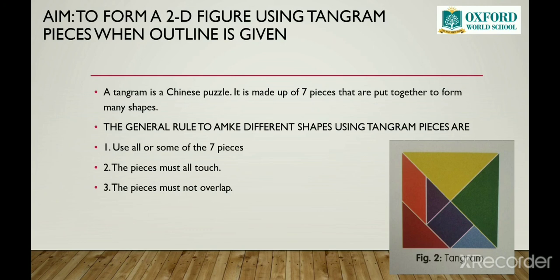Now, coming to the first step is use all or some of the 7 pieces for making different shapes. Don't worry, I will be showing you the example for this. Then second is the pieces must touch. Each and every piece should be in touch. Okay, the third step is the pieces must not overlap. Okay, so let's see.